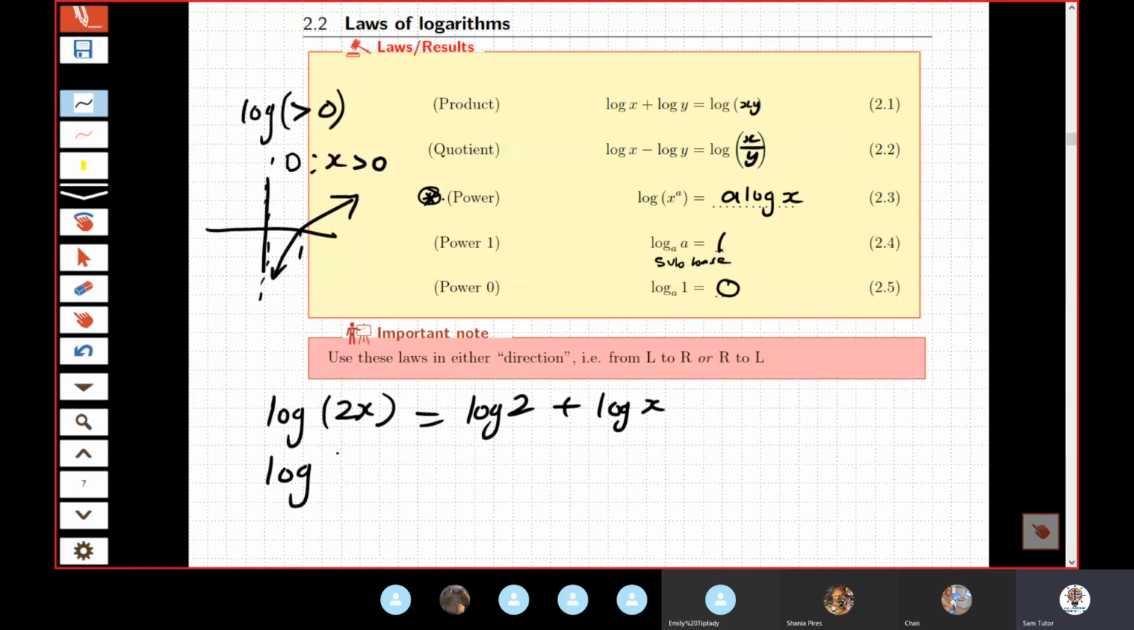If I've got log of x cubed, how can I write that? Well, again, I can just bring the 3 down, because I know powers, I can just bring them down.